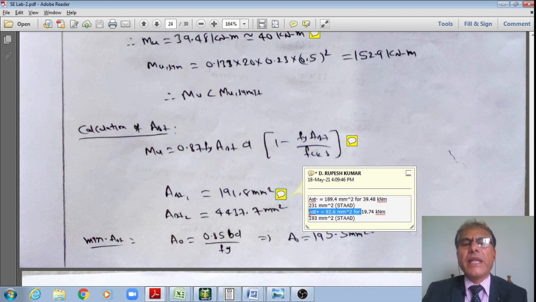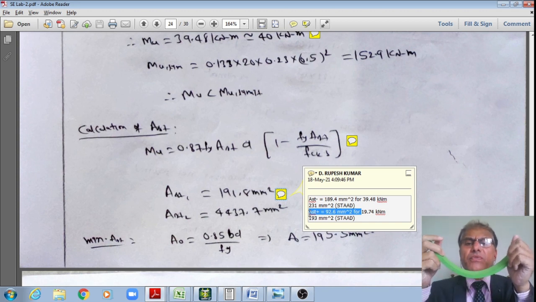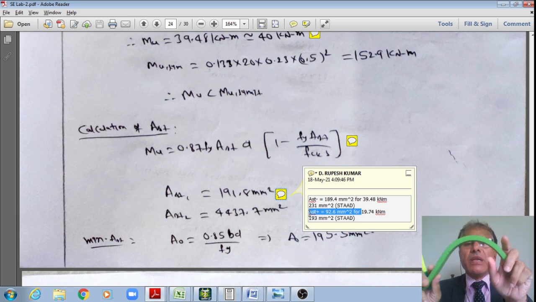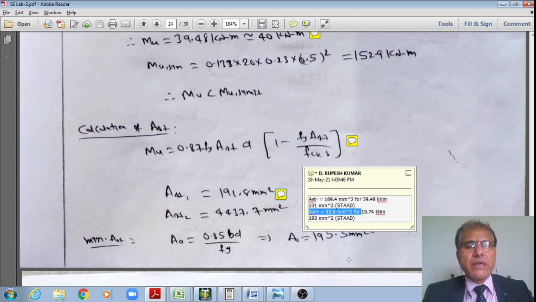Hence, at the center for positive bending moment of 19.74, I require just 92.93 mm square, whereas for the negative bending moment I require approximately 190 mm square. Therefore, these are the areas of the main steel.